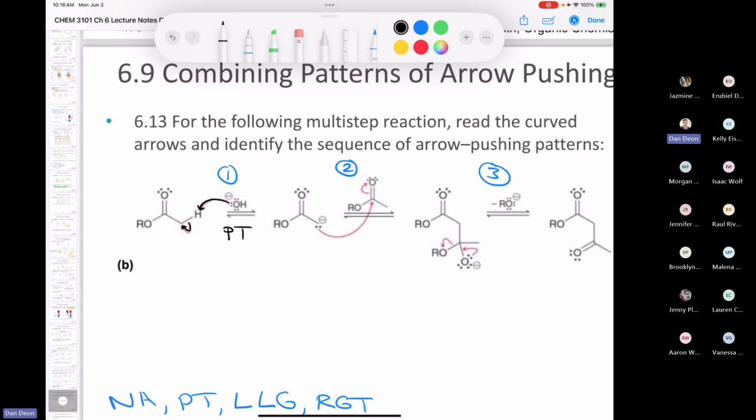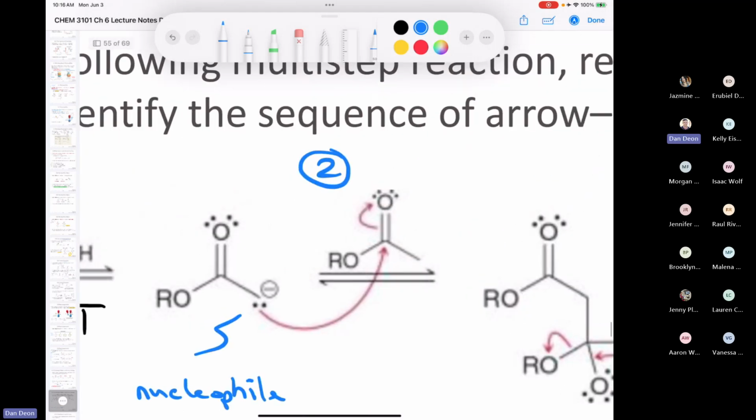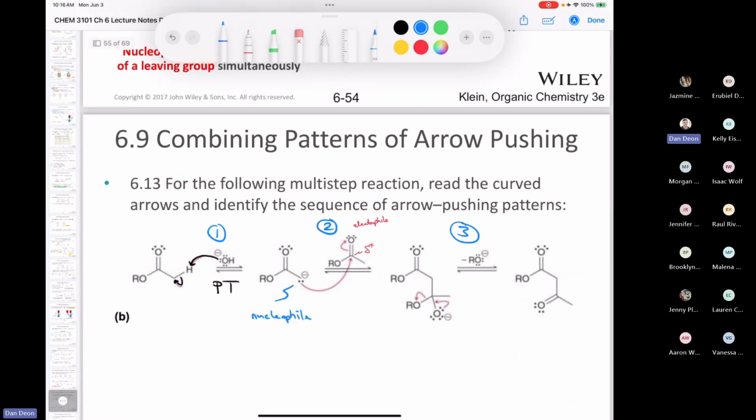Would that be a proton transfer, nucleophilic attack, loss of leaving group? Exactly, it's going to be a nucleophilic attack, right? Because this carbon with the negative charge, this is our nucleophile. Okay, if we look at the ester, you've got a dipole going this way and a dipole going this way. And so this carbon is delta plus, so this is our electrophile. And so this step is going to be a nucleophilic attack. The nucleophile is attacking the electrophile.